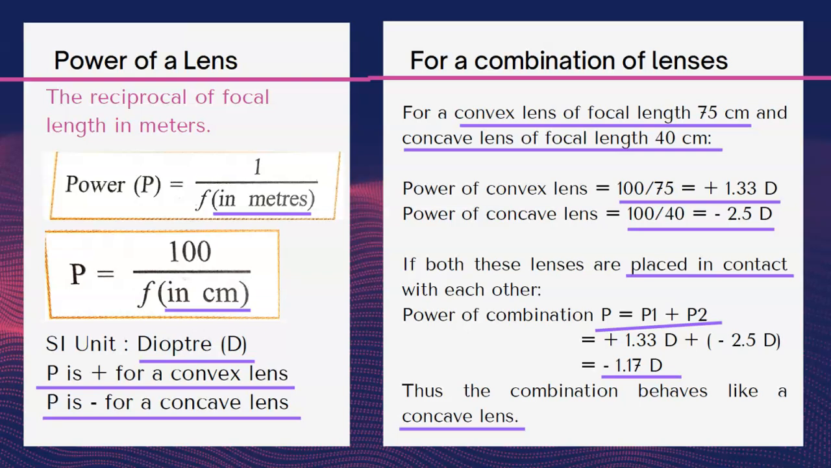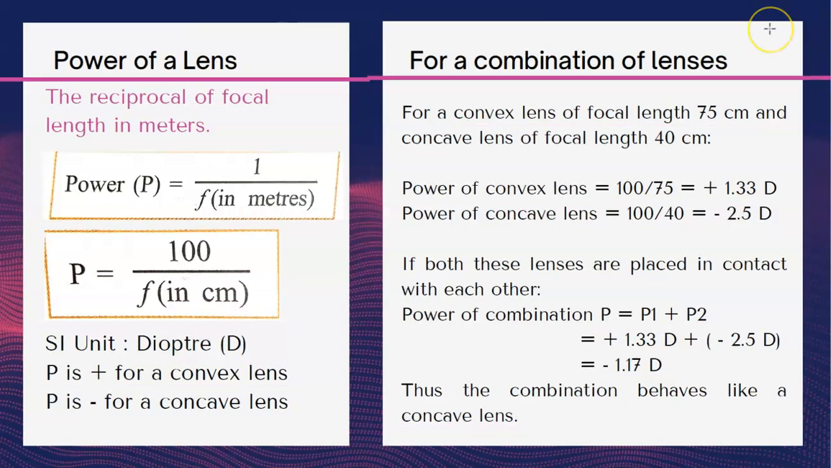A combination of this particular convex lens of focal length 75 centimeter and a concave lens of focal length 40 centimeter is behaving like a diverging lens, that is a concave lens, because we get a minus sign in the answer, and minus sign indicates that it is a concave lens. That was all about power of lens, an important topic.